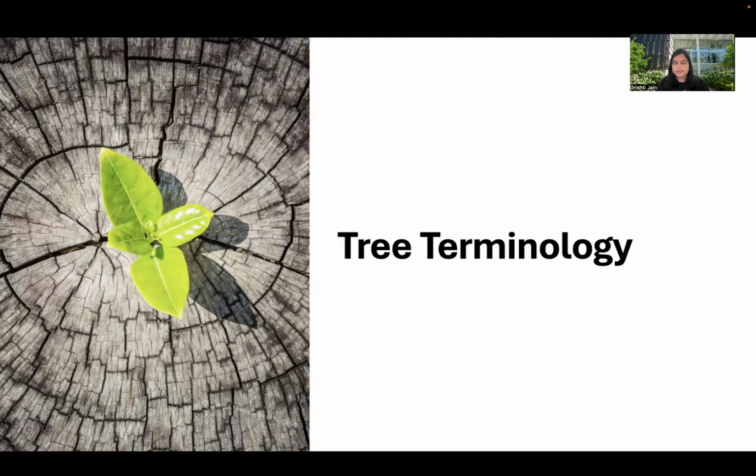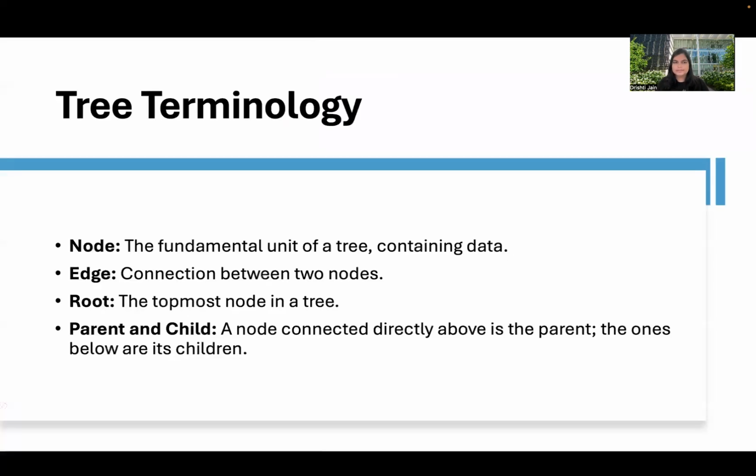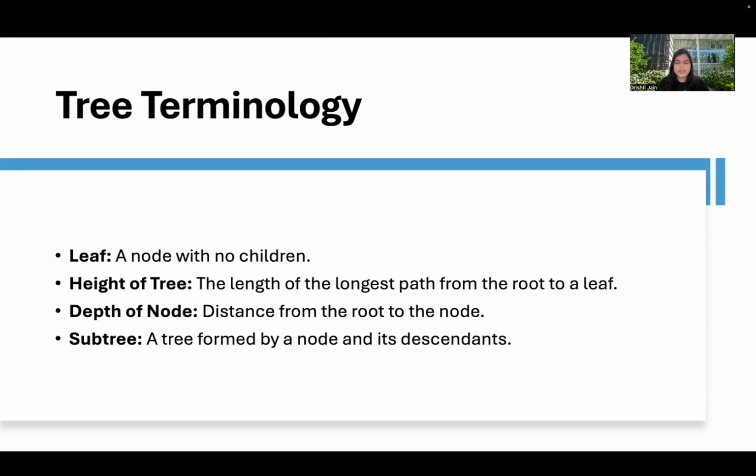Before diving deep, let's firstly understand the tree terminology that's there. Firstly, a node. It is the fundamental unit of a tree which contains the data. Edge is the connection between two nodes. Root is the topmost node in a tree. The parent and the child. A node connected directly above is the parent, and the ones below it are its children. A leaf is a node with no children.